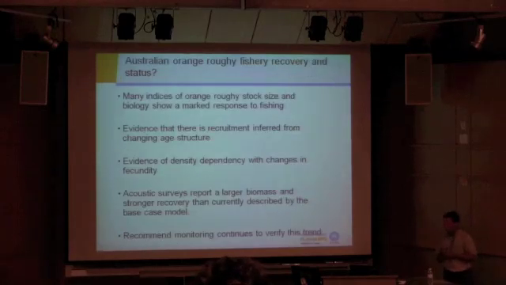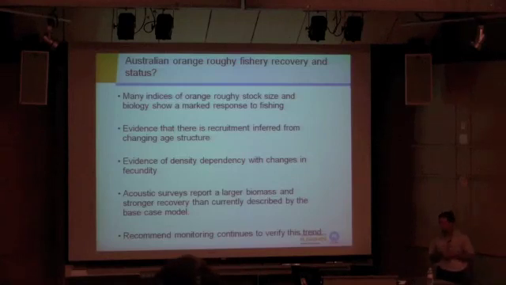So for our status of orange roughy, many industries are showing a stock size of biology that's showing a marked response to fishing. There's evidence that there is recruitment inferred from this age data. There's evidence of density dependency. And the acoustic surveys are showing that the biomass is stronger and there's potential recovery. We think that it's been good for the conservation dependency. I don't think they'll be put into the next level, and we're recommending that they continue a monitoring strategy over the next few years for this species.